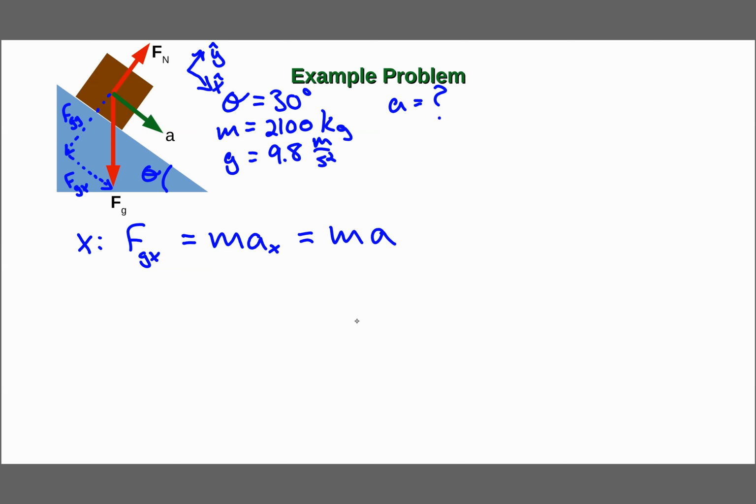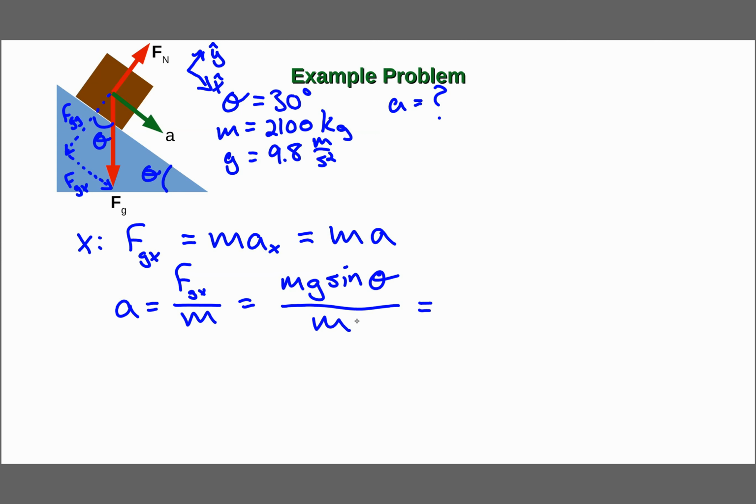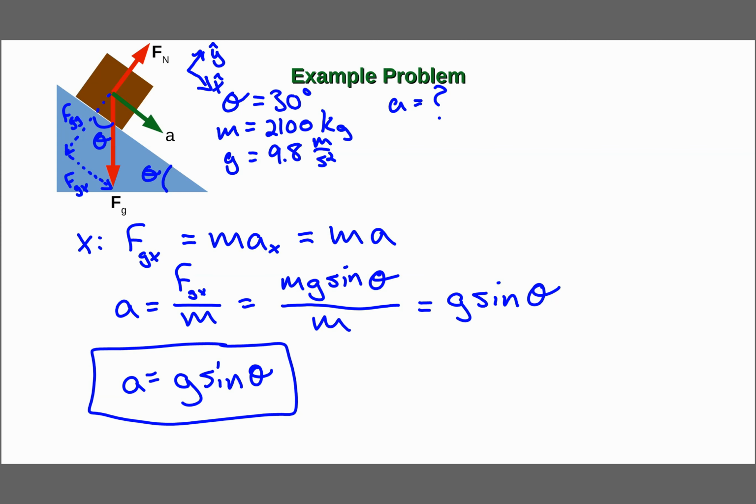And then if we want to solve for a, it actually turns out that we already know everything in this equation. There's nothing more to solve. We have F_G,x on top and m on the bottom when we solve for a. And then if we use our trig, we know that this F_G,x is mg sine theta, okay, this angle is also theta, over m equals g sine theta. So a equals g sine theta.